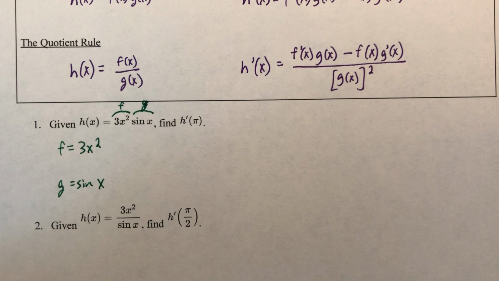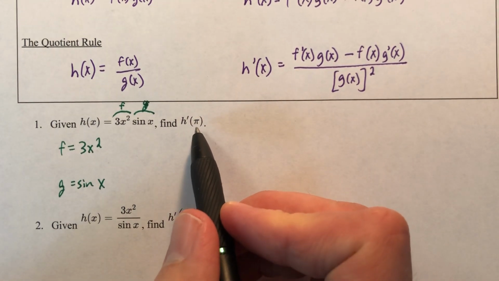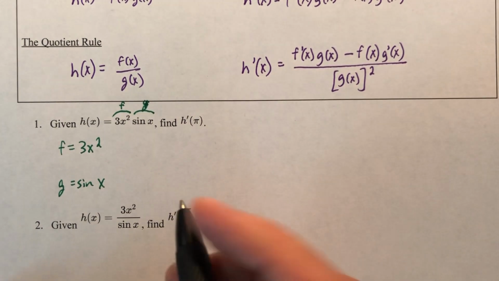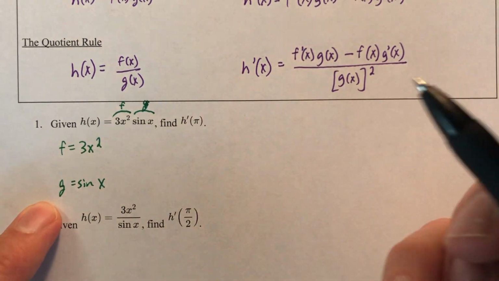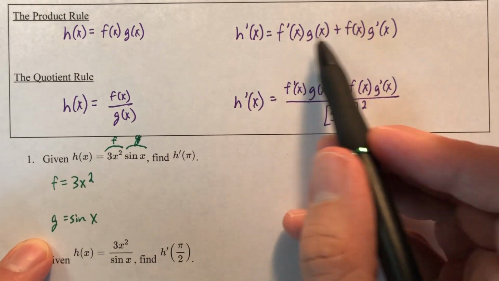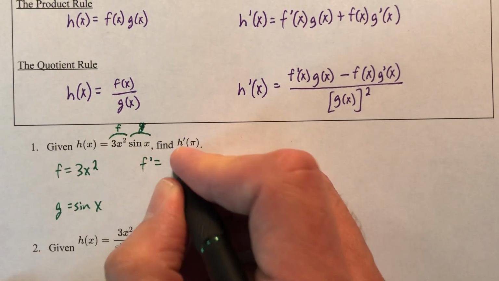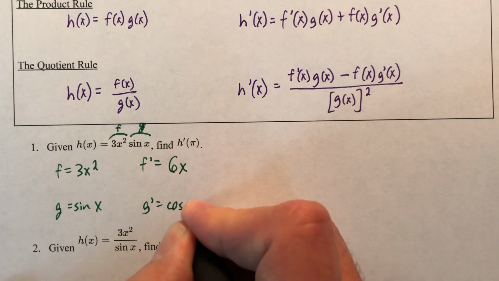And I need to find the derivative because they asked me to find the value of the derivative at a specific x value, actually. So I need to find the derivative and then plug in pi. But in order to do so, I need to know what f is and g is. Found that. I also need to know f prime and g prime. So let's come over here and say, well, I know what f prime is. That would be 6x. I know what g prime is. That's cosine, because the derivative of sine is cosine.